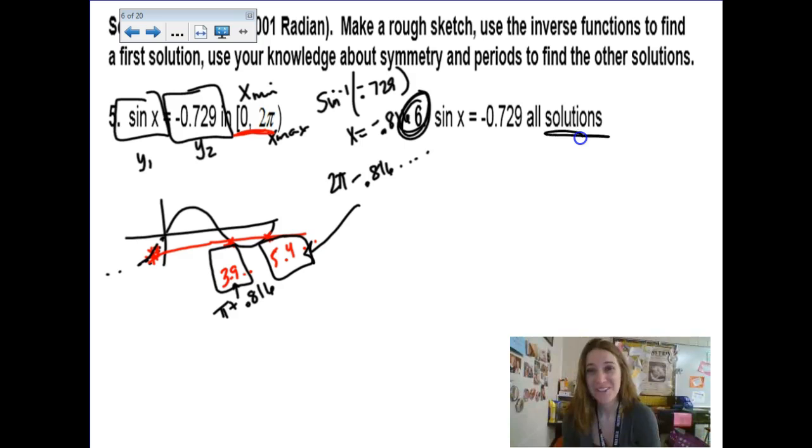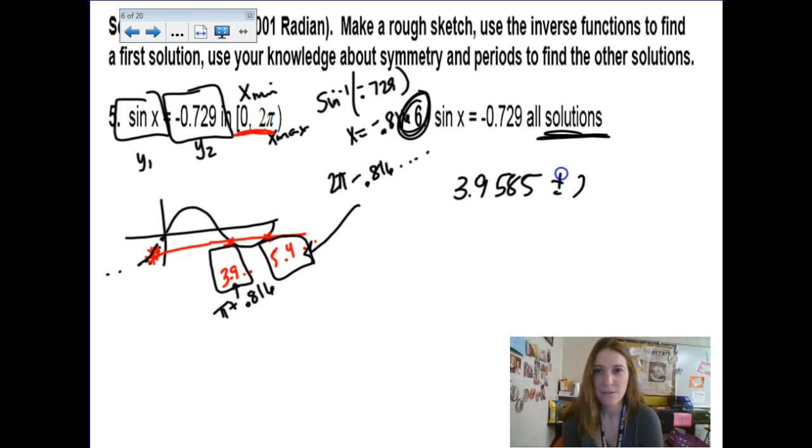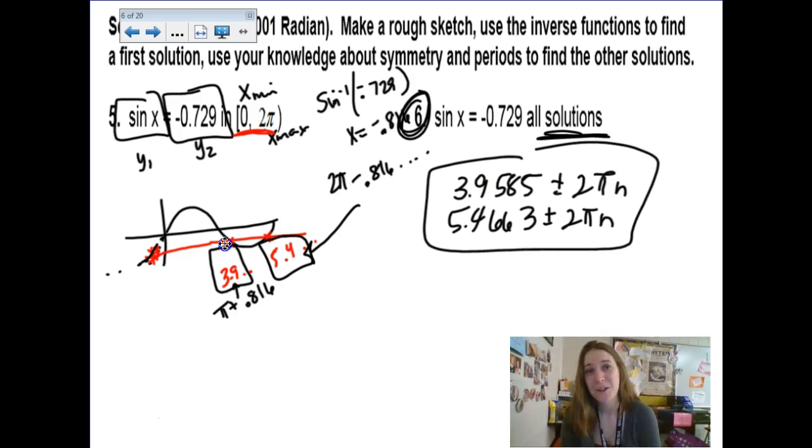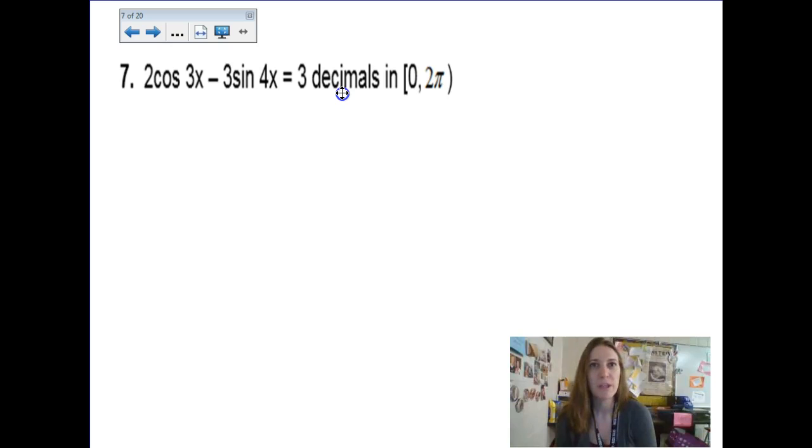Number 6. They want all solutions this time. So the way I'd like you to write it is what we originally talked about. Take this 3.9585 decimal, and then just say plus and minus 2 pi n. And then same thing with the 5.4663. Don't try to get fancy. But it is nice to know that where this number is coming from and where this number is coming from is directly related to the inverse sine value that your calculator is going to be giving you. So it's not like these numbers are coming from space or magic. They have mathematical appropriateness to them.